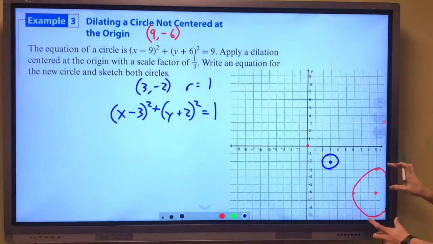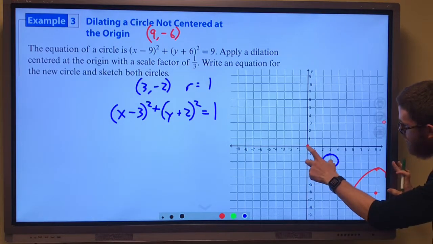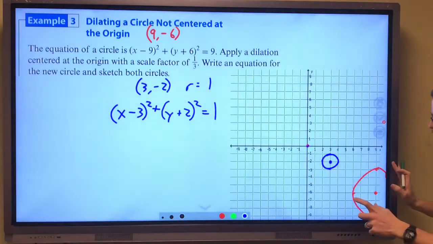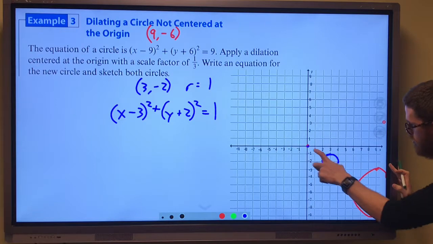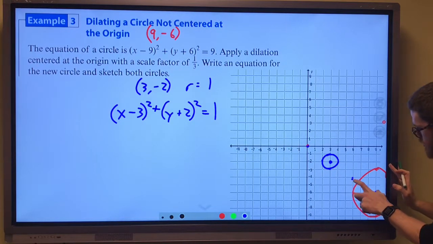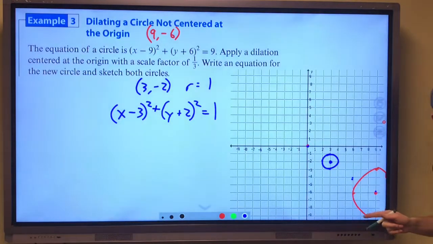It does look a third of the size. It also looks a third of the way to the center point, 2/3 of the way to get to the old center point.